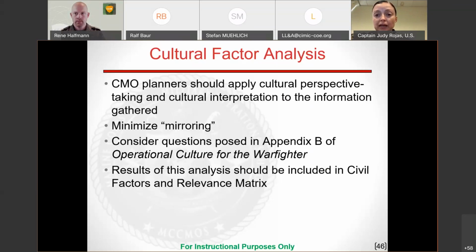So Appendix B has very specific questions, and I'd have to check and see if we have electronic versions of it, but I do know that the Operational Culture for the Warfighter book is still available. And I believe the 2nd edition is the last one, but it should still have that Appendix B with the questions. So results of this analysis should be included in that civil factors and relevance matrix that you already filled out during the analysis phase, step 2 of CPB.